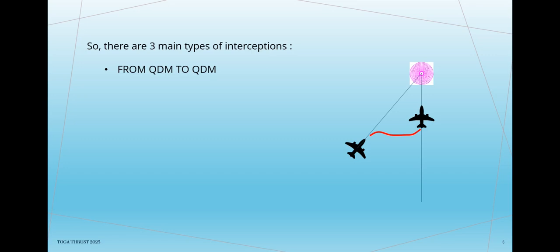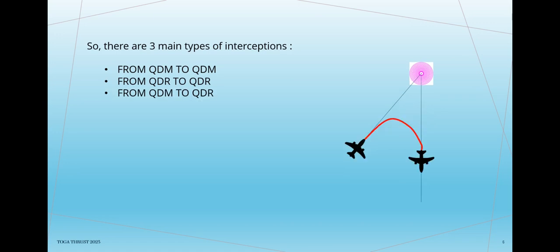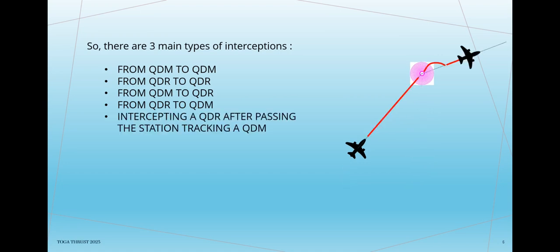So, there are three main types of interceptions. From QDM to QDM. From QDR to QDR. From QDM to QDR. From QDR to QDM. Intercepting a QDR after passing the station, tracking a QDM.